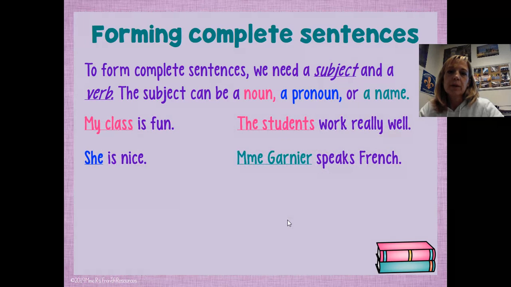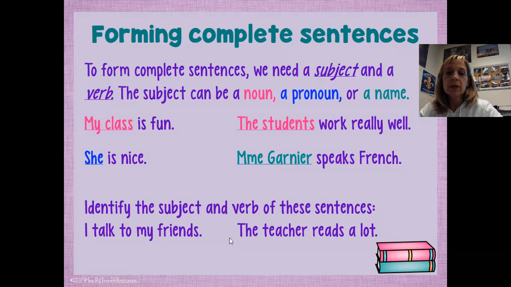So we have talked about this. This is again as a review. We said we need a subject and a verb. And the subject can be a noun like my class or a pronoun like she. A pronoun is just one of those little words that replaces a noun so that we don't sound repetitive. In this sentence, the students work really well. The students are who or what are doing the verb, doing the action of the sentence. So the students is our subject. She is nice. She is our subject. It is a pronoun. Madame Garnier speaks French. Madame Garnier is our subject here.